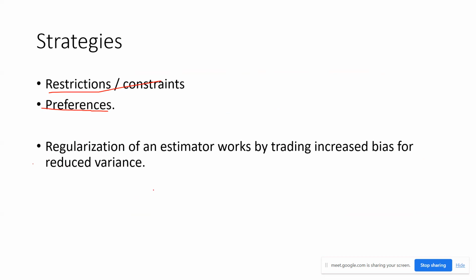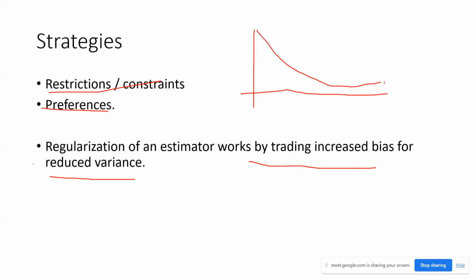Regularization of an estimator works by trading increased bias for reduced variance. So what is the intensity? Just remember, this was a question in the mid exam: the bias variance trade-off. So what is this bias variance trade-off? When we consider model overfitting and underfitting, what is bias here? Bias is nothing but it has some constraints. Based on the constraint conditions, we generate the model.